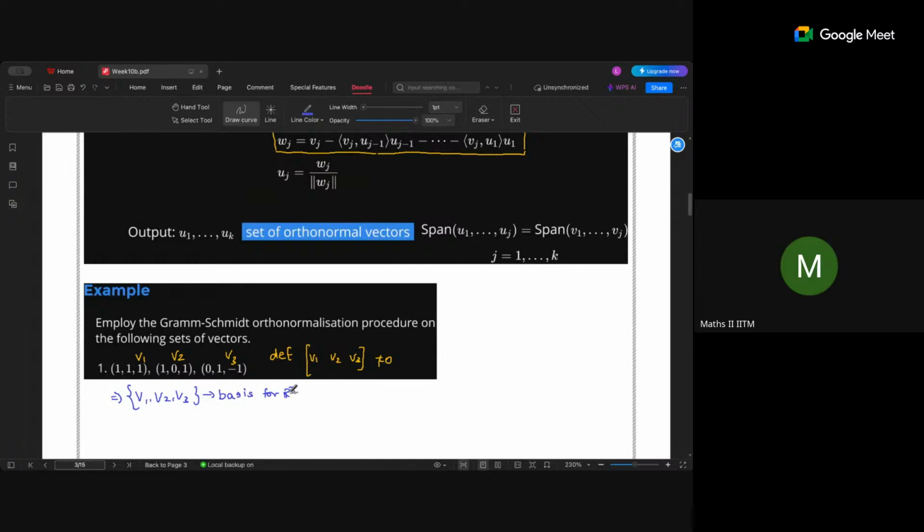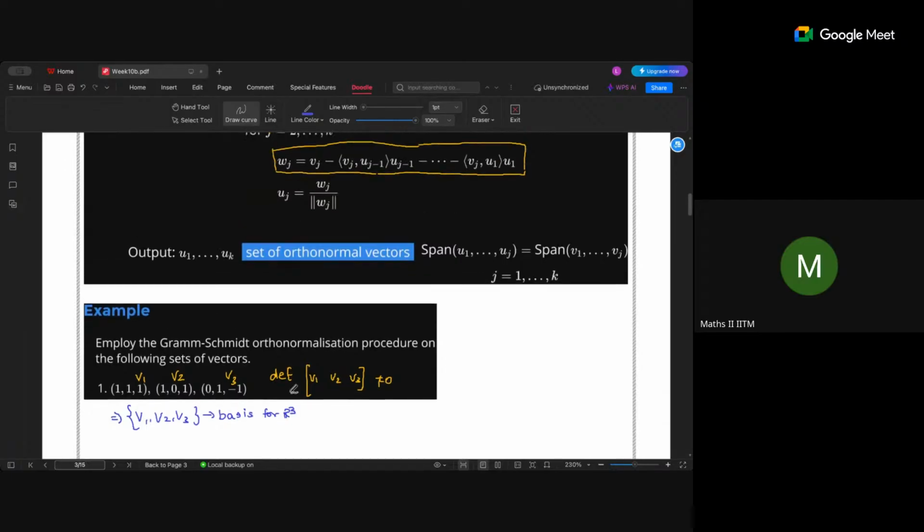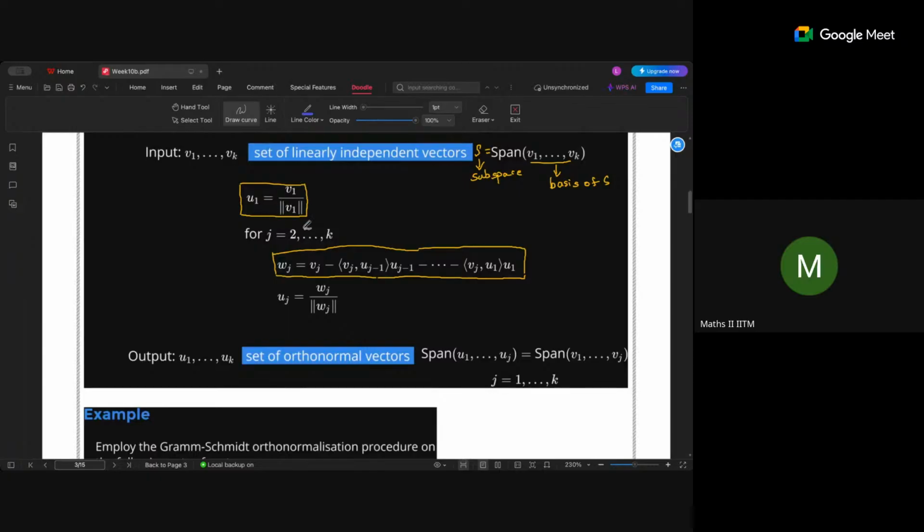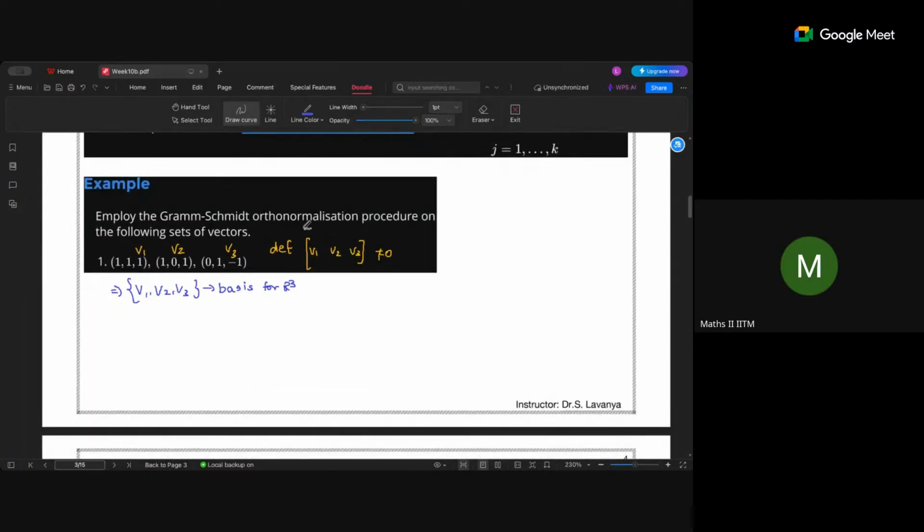So how do you convert them to an orthonormal set? The first step is u1 equal to v1 by norm v1. Can you compute and tell me what is u1? There is nothing much to compute. u1 is v1 by norm v1. What is norm v1? Root 3. So 1 by root 3 times (1, 1, 1) is your u1.